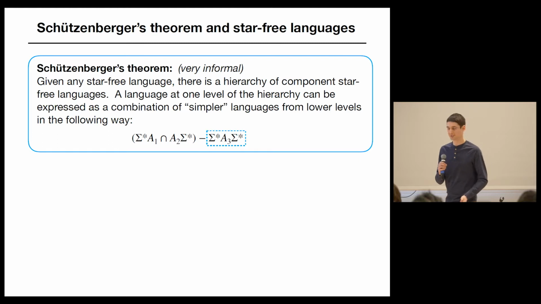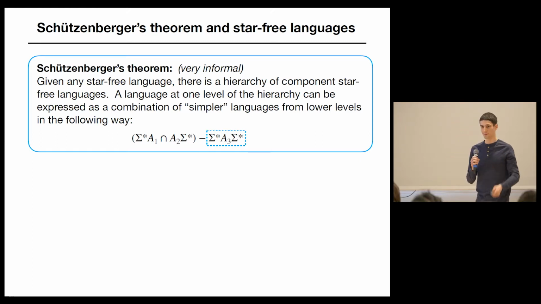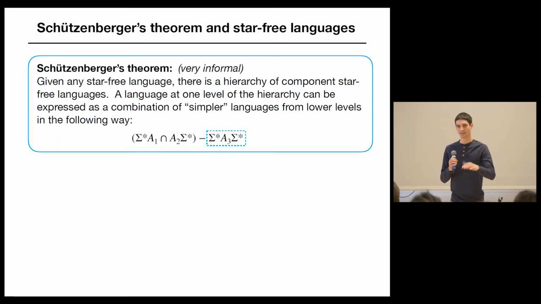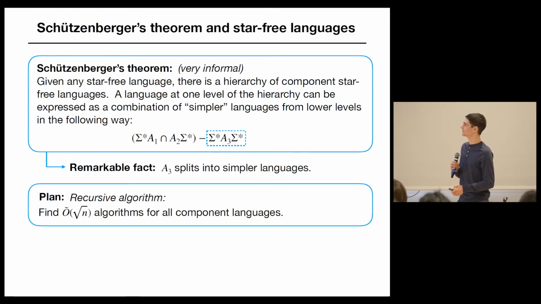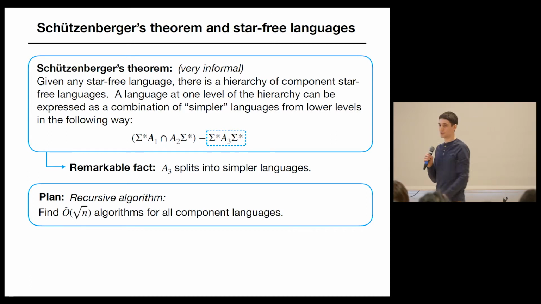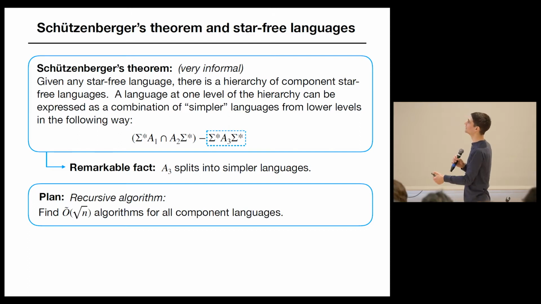But, okay, there's a catch, right? Just because this language A3 is at a lower level in the hierarchy doesn't mean that when you split it, all of the component languages will also be at a lower level in the hierarchy, right? But actually, a remarkable fact is that this does, in fact, occur. A3 is going to split into simpler languages, which gives us a very clear plan, right? We're going to take a language, split it into these component languages, and if we can find square root n algorithms for all the component languages, we can piece them together in this way to get a square root n algorithm for the whole language.